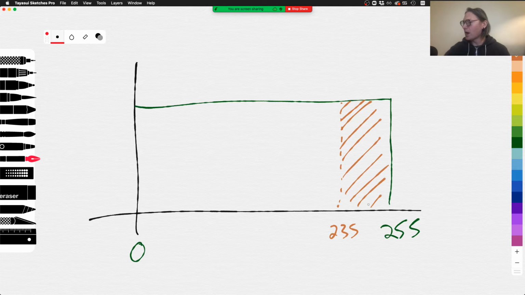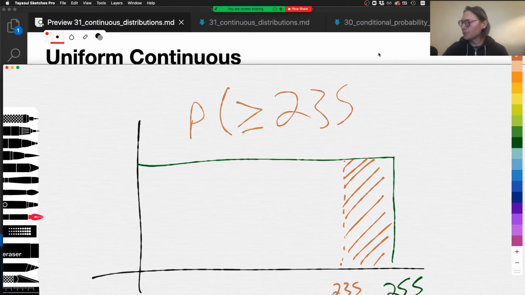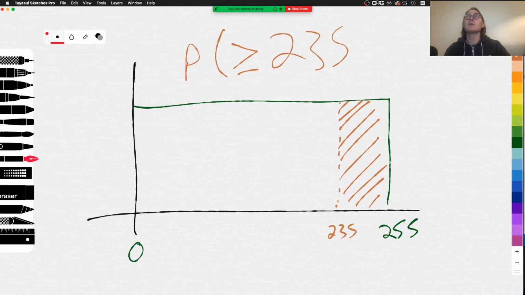And remember, greater than and greater than or equal to are the same thing for our purposes here. So what is the probability of greater than 235?